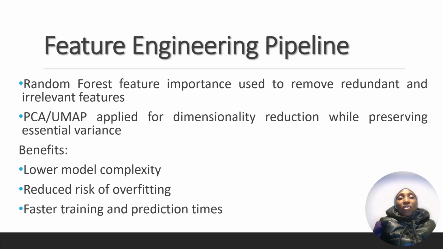Then we conducted feature engineering, and during that pipeline, we used random forest feature importance to remove redundant and irrelevant features from the dataset. We also introduced PCA for dimensionality reduction while preserving the essential variance. The benefits of this feature engineering were, one, to lower model complexity, second, to reduce the risk of overfitting, and also to speed up our training and prediction times.